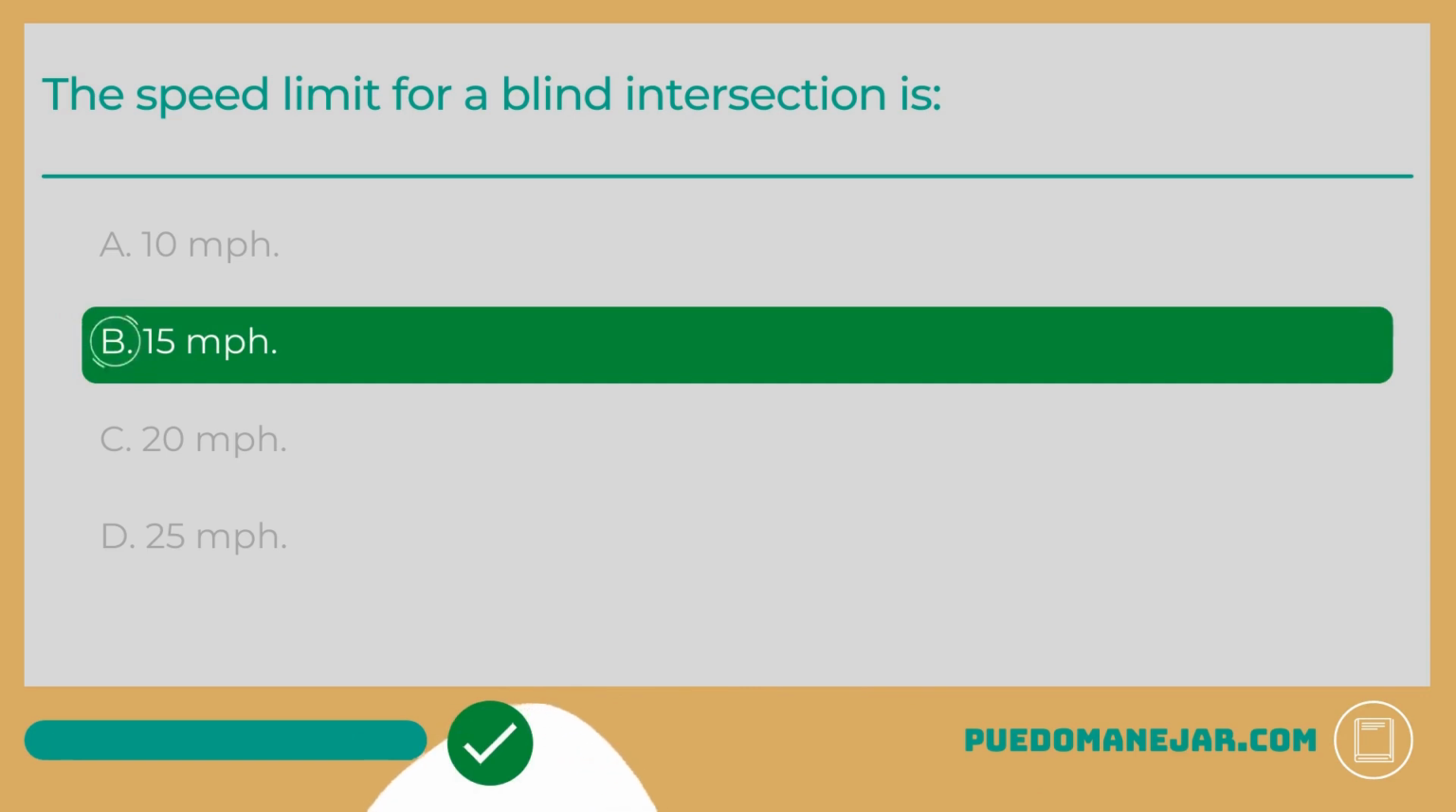The speed limit for a blind intersection is B. 15 miles per hour. A blind intersection describes an intersection that is not controlled by stop signs and you cannot see for 100 feet in either direction as you approach the intersection. It is important to slow down to a safe speed so that you're able to see any oncoming vehicles, pedestrians, or bicycles entering the intersection. Slow down to at least 15 miles per hour and come to a stop if necessary to make sure the way is clear and it is safe for you to proceed.